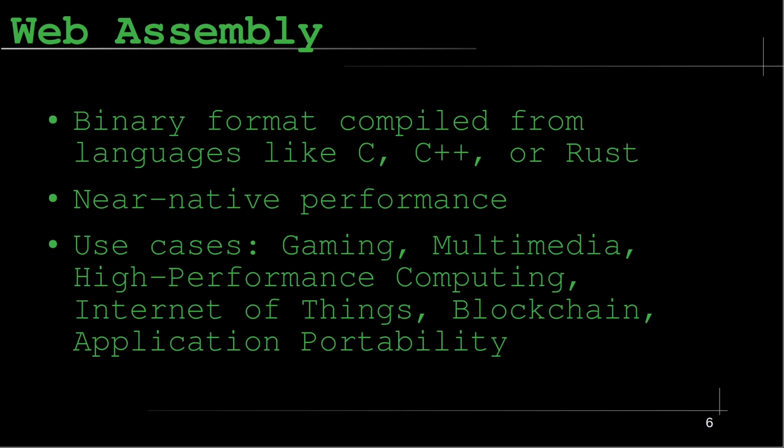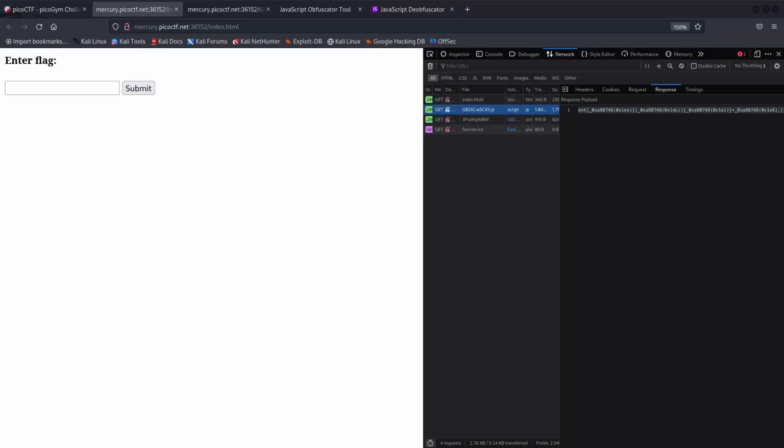Internet of Things. WebAssembly can enable portable and secure code execution on IoT devices, such as sensors, smart home appliances, etc. Blockchain. WebAssembly can enable smart contracts and decentralized applications on blockchain platforms, such as Ethereum, Polkadot, etc. Application portability. WebAssembly can enable existing applications written in different languages to run on the web browser without requiring installation or plugins. Let's go back into our application and try to have a look at the WebAssembly file.